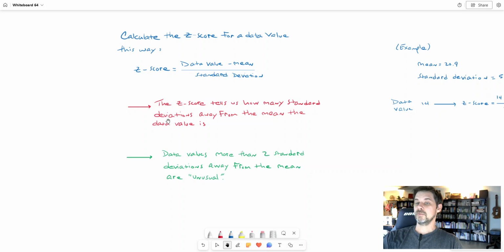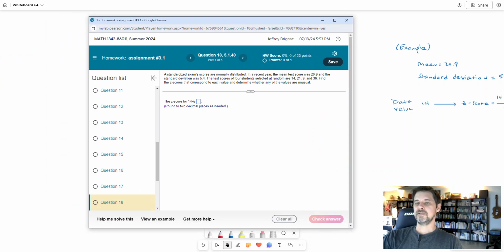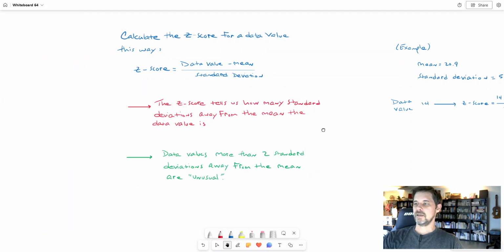The reason we measure it that way is that data values more than 2 standard deviations away from the mean are unusual. Like I said, most of the data is in the middle, close to the mean. If you get more than 2 standard deviations away from the mean, then it would be unusual for that to happen. So let's use that to calculate the z-score for this first data value. I've got these 4 data values that are scores on a standardized test. The first one's 14.